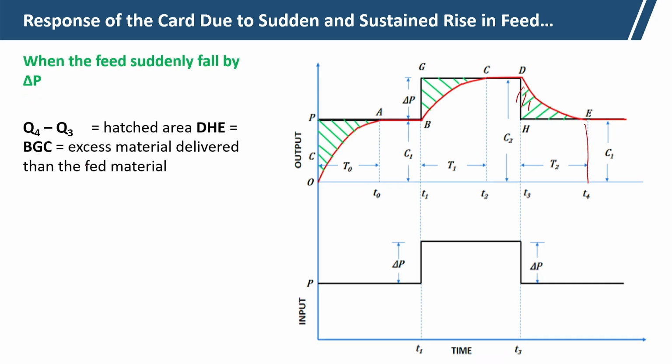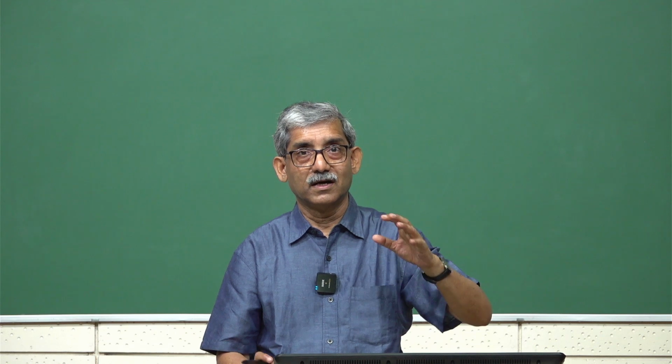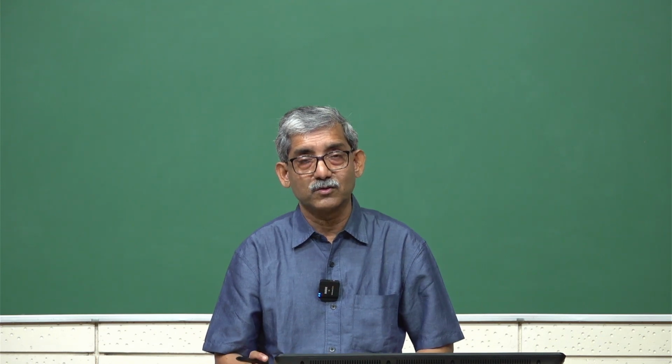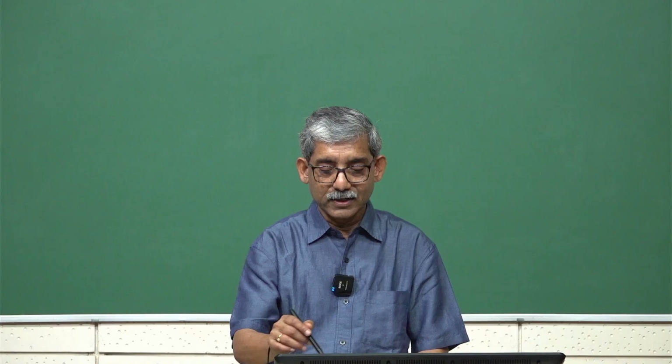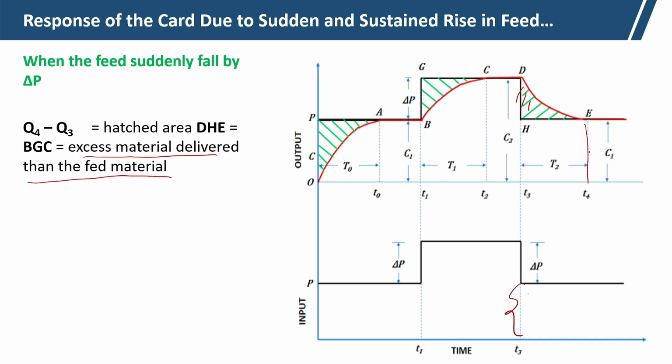So, excess material delivered than the feed material. The beauty is that when suddenly we reduce the feed to P, but the card is still delivering the higher quantity than P. So, what is the feed? That means the additional material was there on the cylinder. So, that is feeding and it will go till T4.